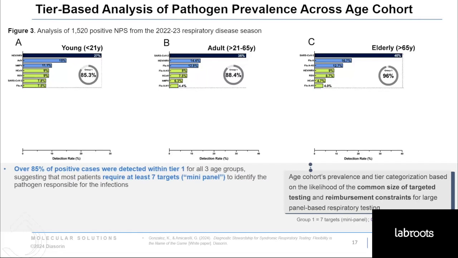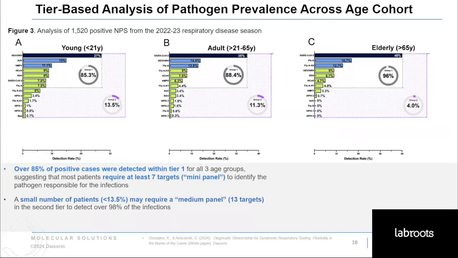What we found is that with 7 targets, over 85% of positive cases were detected in tier 1 for all age groups. 85% of the infections in the young population would have been detected by using only 7 targets, or a mini panel. That is 85 patients out of 100. Similar story for the adults: 88 patients out of 100 need only a mini panel to detect the most prevalent targets within this population. And for the elderly, you would have identified 96% of the infections by using only 7 targets.